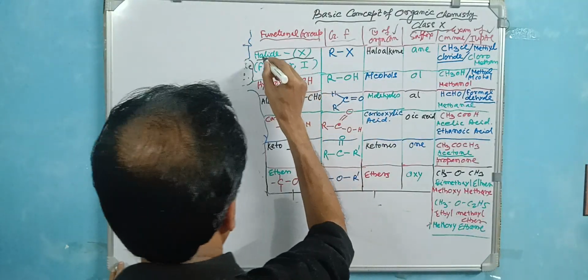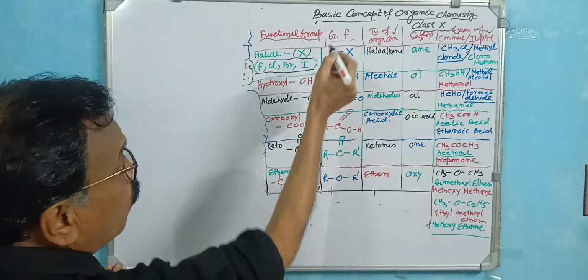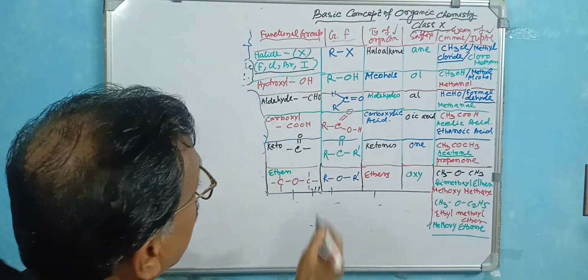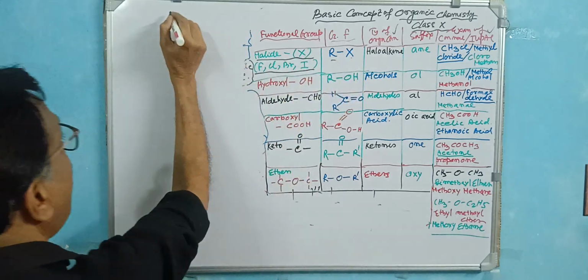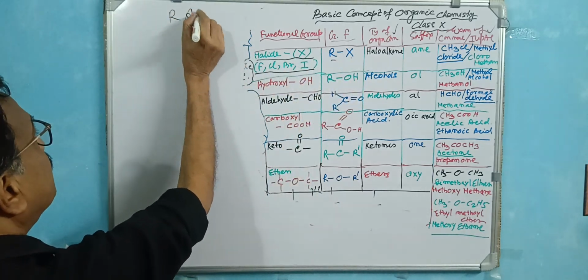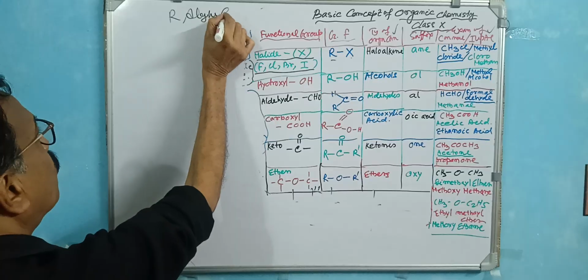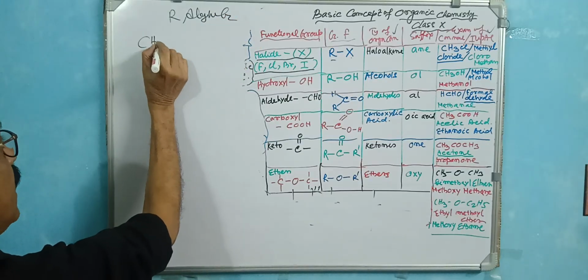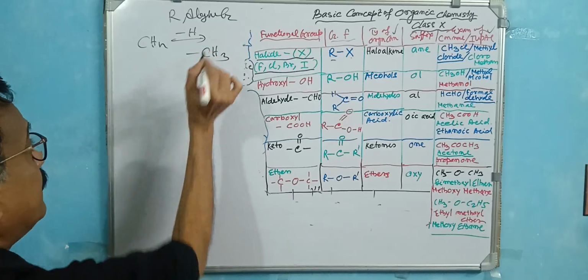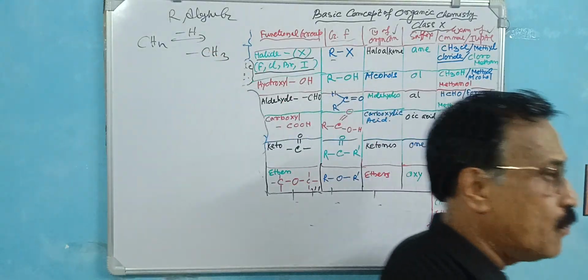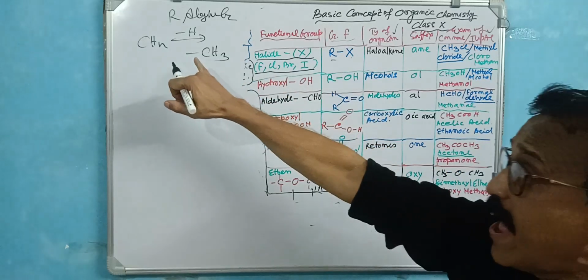Suppose these are halides. What is the meaning actually? Halide is this, and R is the alkyl group. Where does it come from? Suppose CH4, you move out one hydrogen, CH3. This is called the alkyl group. In an alkyl group, one hand is open.